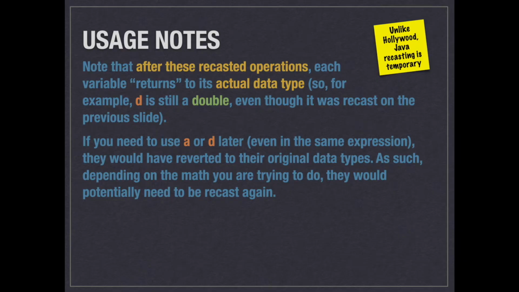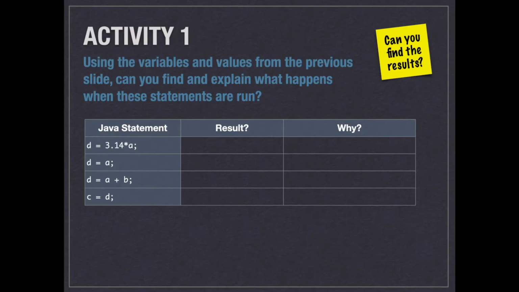So first thing to keep in mind is that although we recast both a and d, those recasts were only for the purpose of that one operation. We didn't change their data types. a is still an integer, d is still a double. Okay, so some examples here. First example is d equals 3.14 times a.